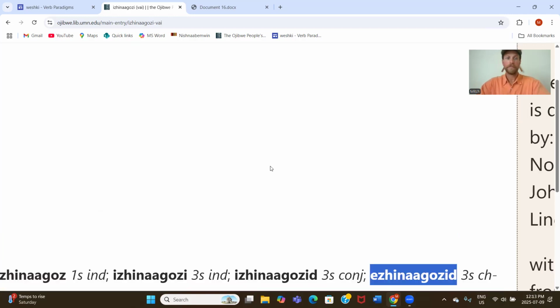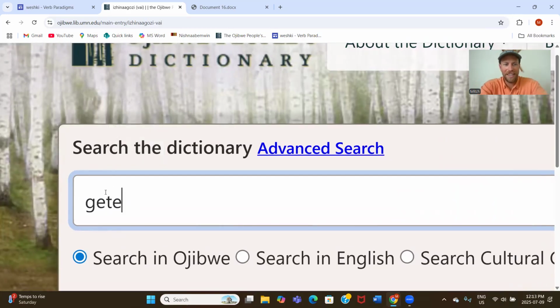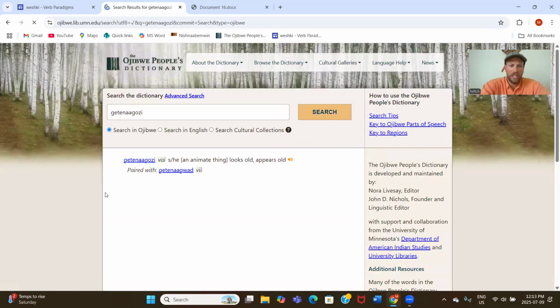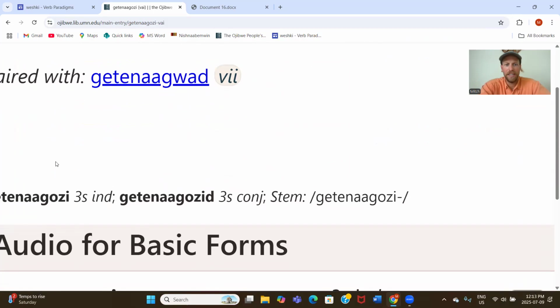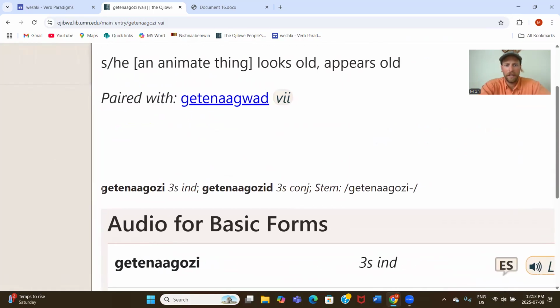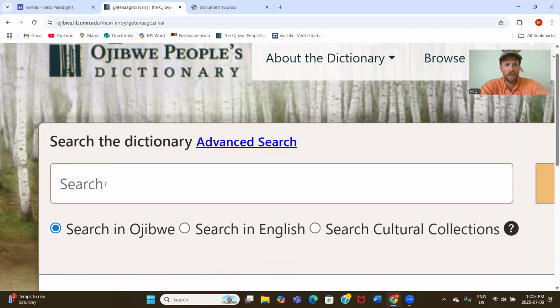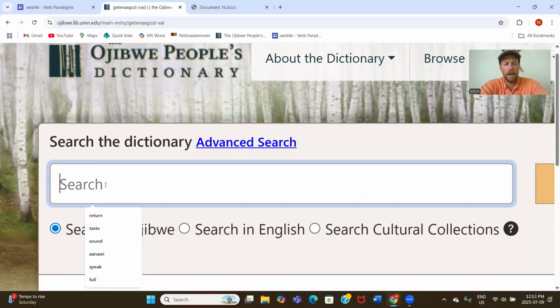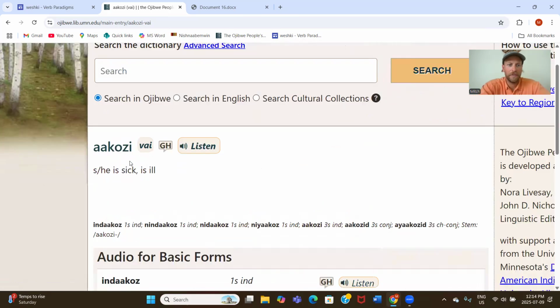Okay. And if we look up another verb like the one we just used, gete nagaze. Here she looks old, right? Gete nagaze. You'll see that again. What did they literally? Is this the one example where they don't show you C form? That's crazy. I'll just go look up another verb very fast, just some random thing like akaze, he or she is sick.